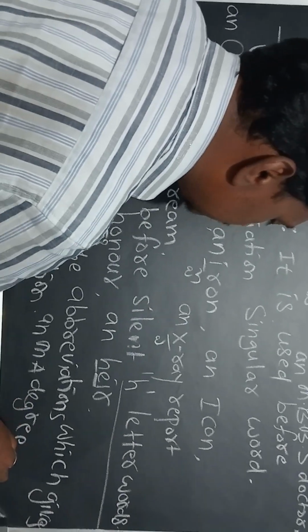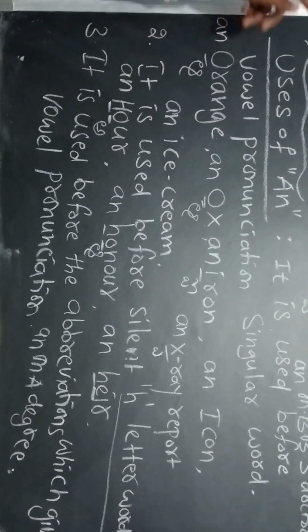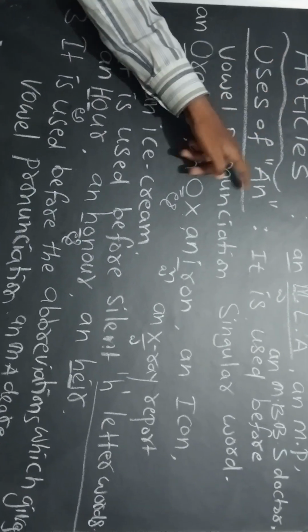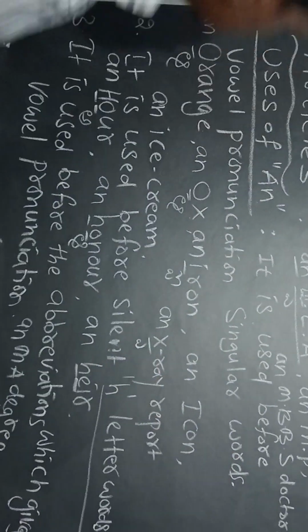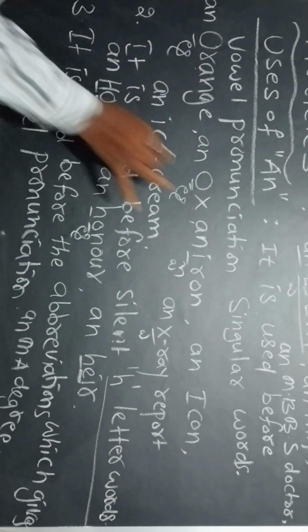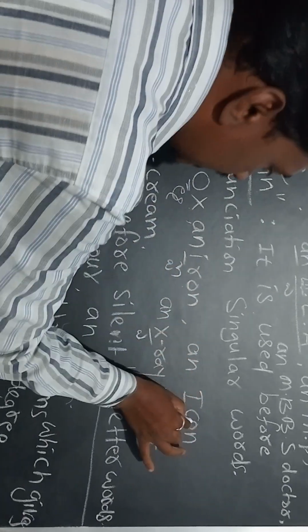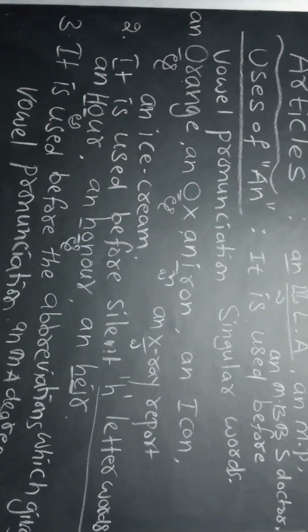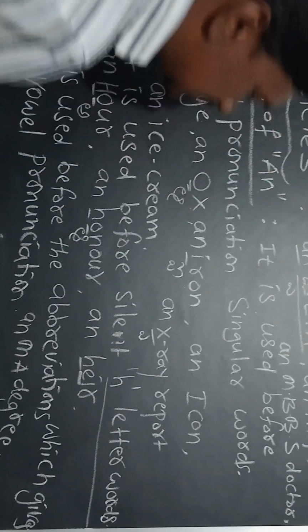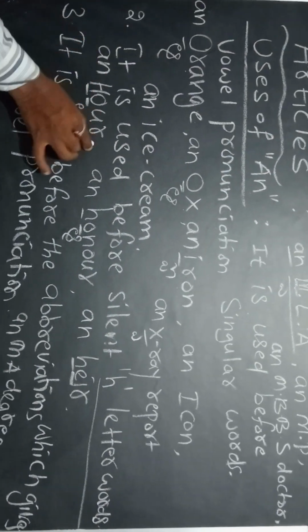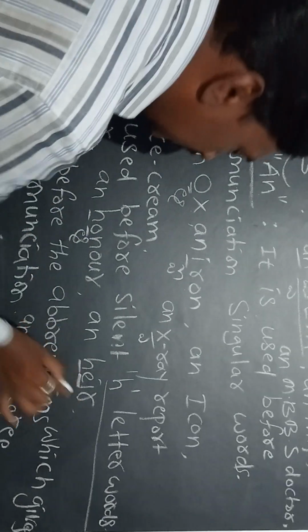These are the uses of the article an. The indefinite article an is used before vowel pronunciation singular words. For example, an orange, an ox, an iron, an icon, an ice cream. The article an is also used before silent H letter words. For example, an hour, an honor, an heir.